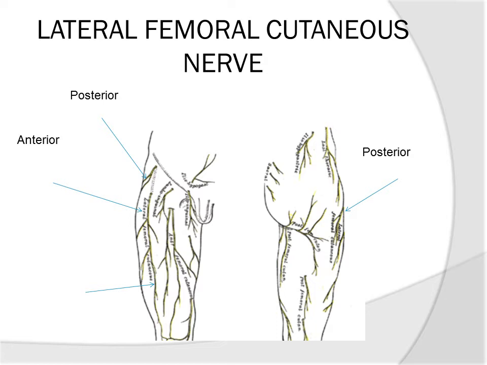And for those of you that have the handout materials, I have a diagram here of the lateral femoral cutaneous nerve, which shows that the nerve becomes superficial right as it passes underneath the inguinal ligament at the ASIS, and from there divides into anterior and posterior branches.